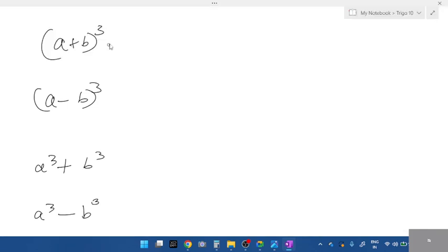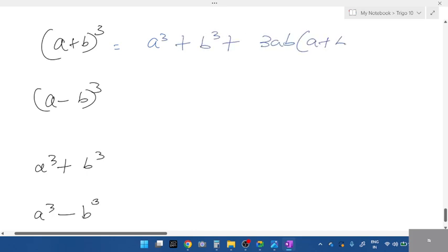What is A plus B the whole cube? A cube plus B cube plus 3AB into A plus B. For A minus B the whole cube, everything is minus: A cube minus B cube minus 3AB into A minus B. But look at A cube plus B cube. This is different.